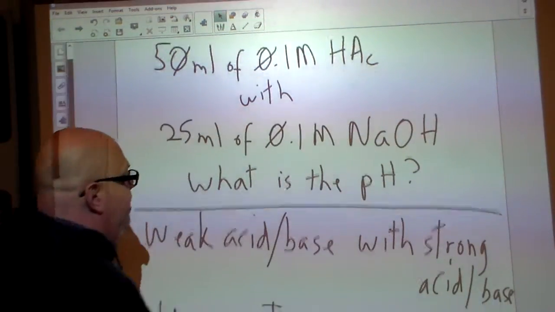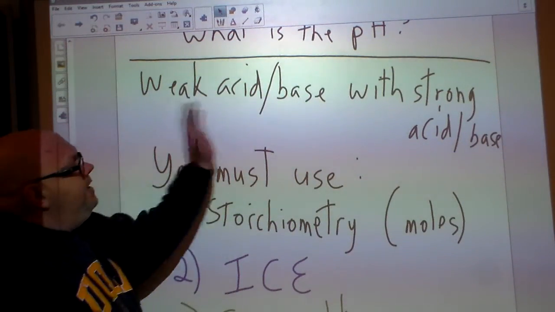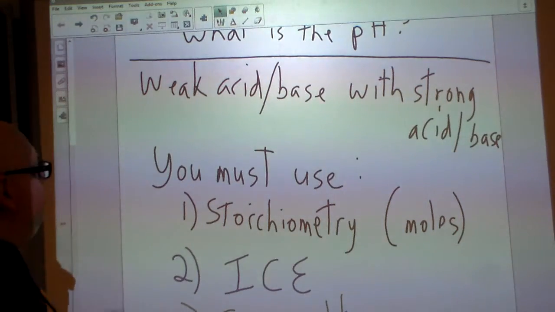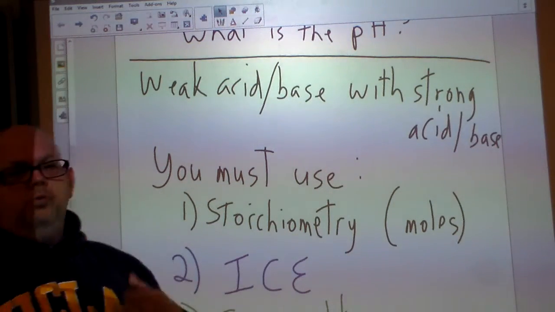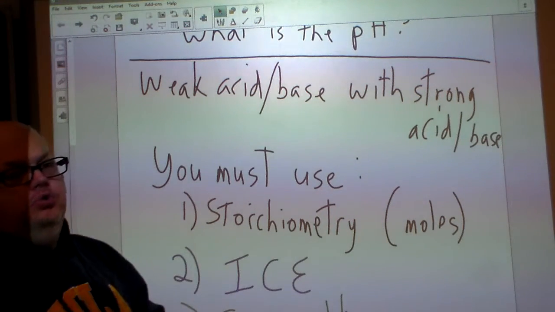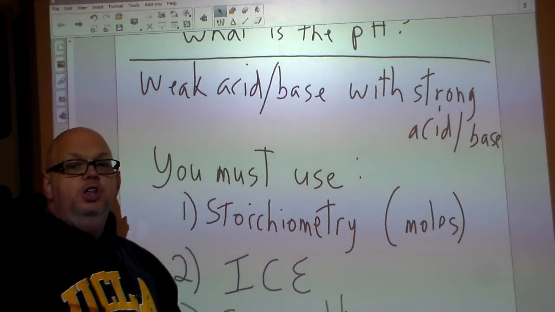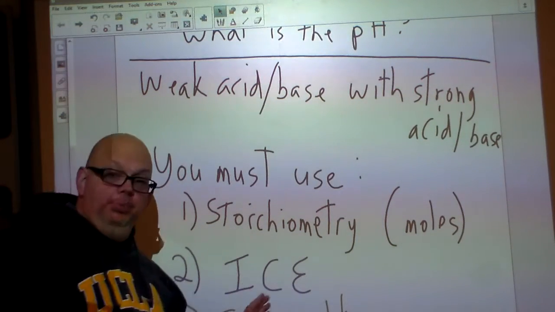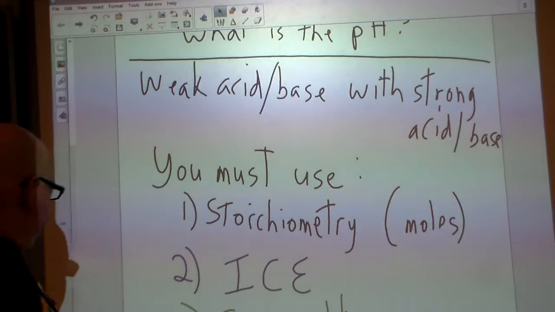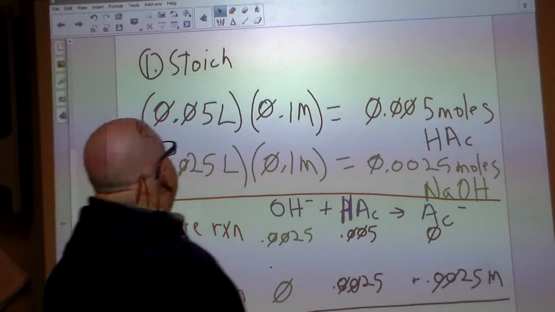Well, there are some things we have to look at. When you're combining a weak acid or base with a strong acid or base, you're going to have to use stoichiometry. In other words, you have to change everything to moles, then work out the new concentrations as a result. Then the second step, you're going to use the ICE table. Notice I did that in blue on purpose. And then the last thing, you're going to find the pH. So let's take a look.